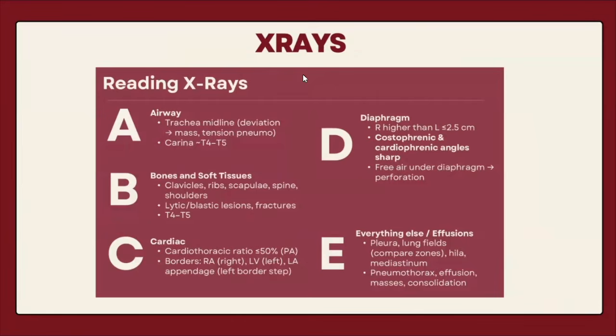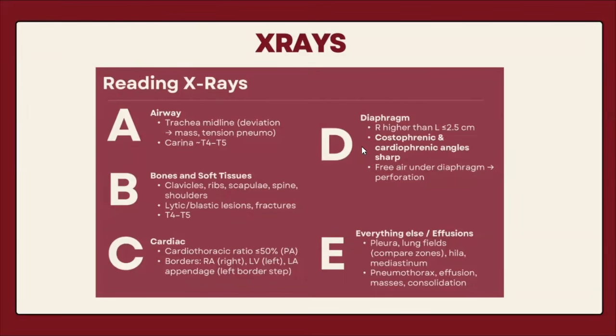Starting with A. A is for airway. When you're looking at an X-ray, the first thing you'll do is look at the airway. You'll check, is the trachea in the middle? Is it deviated, like on one side rather than the other? Because that's just a problem, right? You'll check if the carina, the bifurcation of the bronchi, is still at the T4, T5 level. It's not moved down or up.